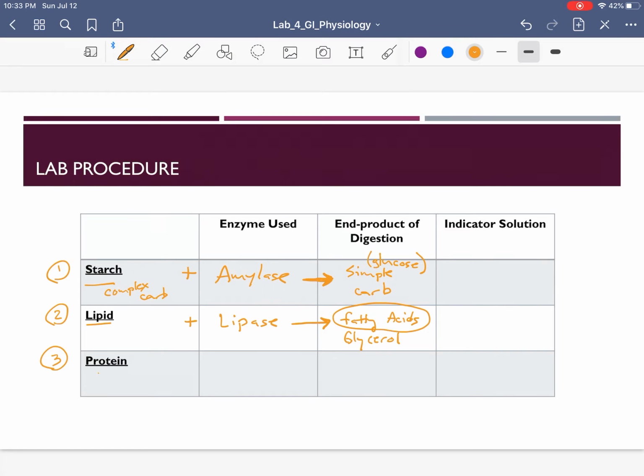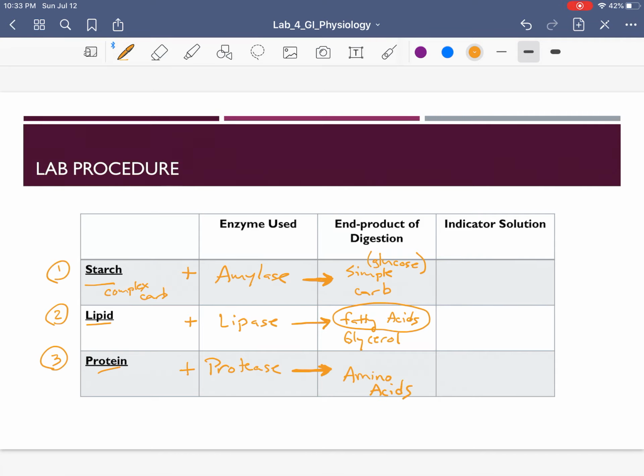Protein should be an easy one for you, because I know you know the structure of protein so well. We're going to take protein in a test tube. We're going to add the enzyme. In this case, the enzyme is protease. And then we wait, and we wait to see what protease is going to help speed up the chemical digestion of protein down into protein's smallest parts, which we know are amino acids.